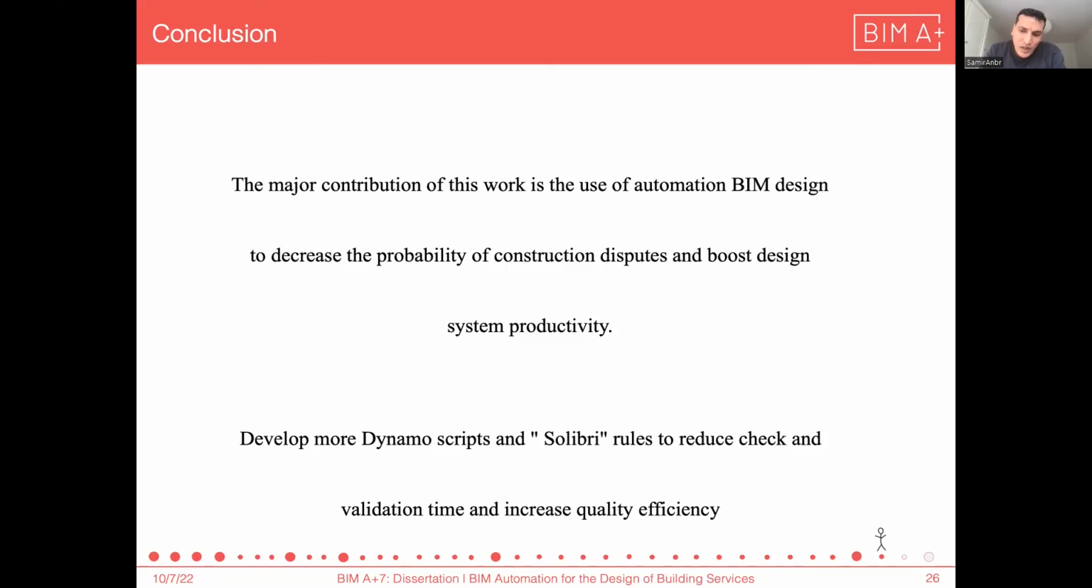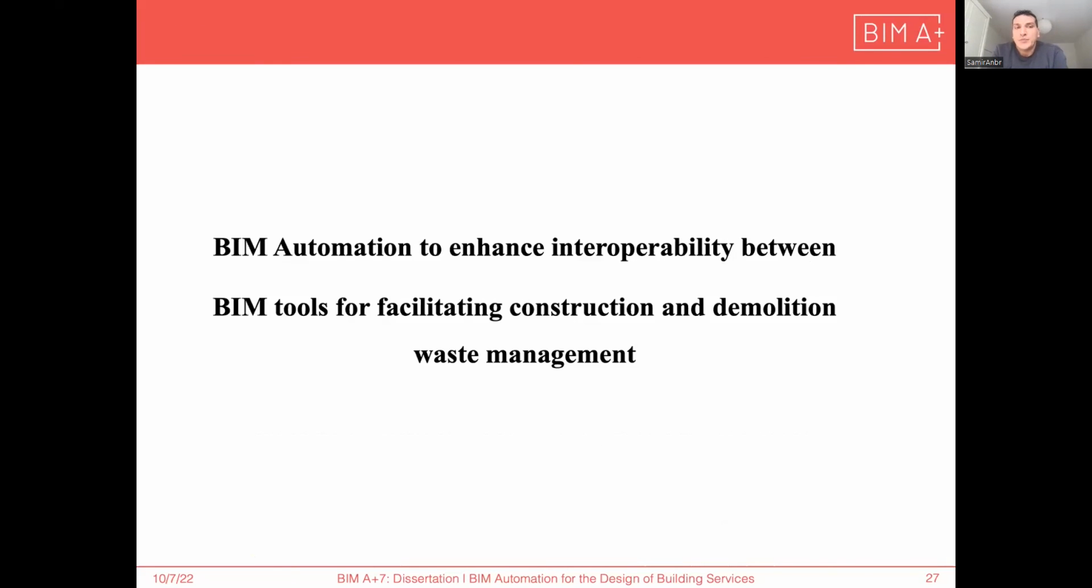For further work for myself, at least, I will start searching for a PhD in automation to enhance interoperability between BIM tools and facilitate construction and demolition waste management, to decrease the waste. When you demolish any project, I will use these automation tools, but in this research and PhD, I will go deeply into one tool to find the solution for this problem, demolition waste and construction waste.